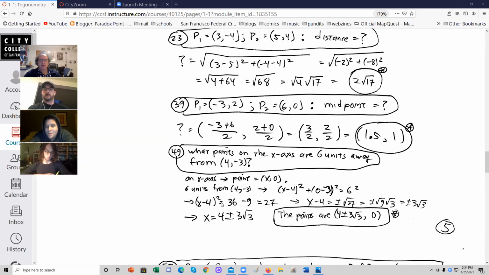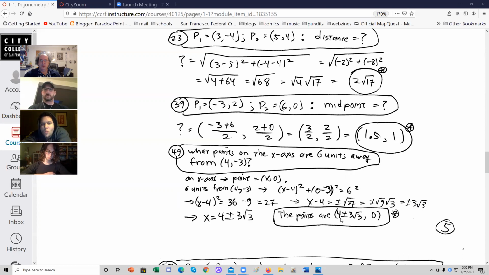All right, so x minus 4 squared, well, 0 minus -3 squared is 9. And 6 squared is 36. Transpose the 9 and get x minus 4 squared is 36 minus 9. That's 27. So solving by square roots, x minus 4 is plus or minus root 27. And 27 has a factor of 9 in it, root 9 times root 3, root 9 is 3. So x minus 4 is plus or minus 3 root 3. Then adding 4 to both sides, you get x is 4 plus or minus 3 root 3.